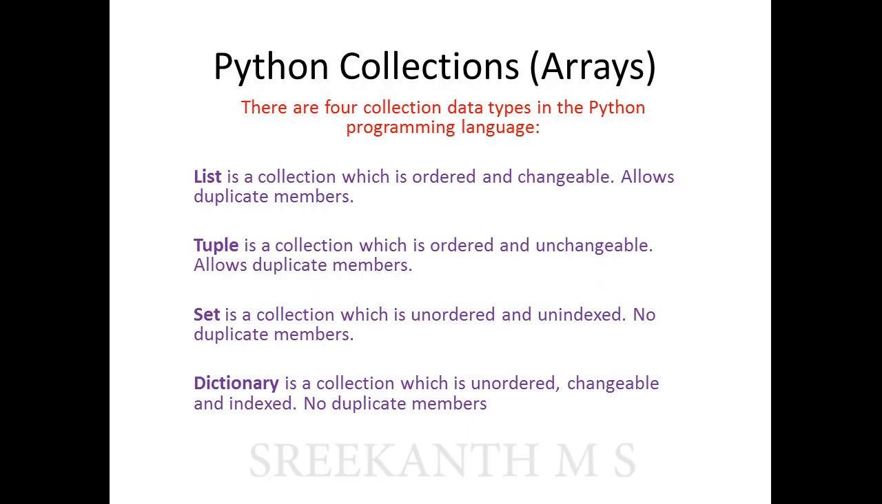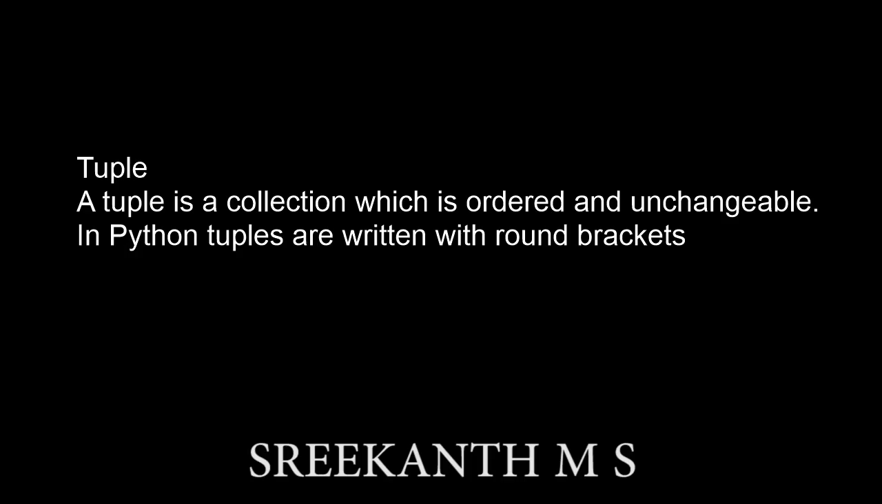A list is a collection which is ordered and changeable, but a tuple is a collection which is ordered but unchangeable. The syntax of a tuple is similar to lists, and tuples are written with round brackets.